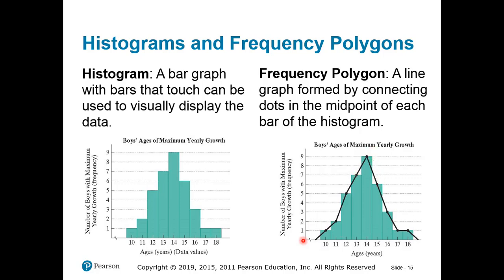Now, the one thing also that I need to mention is the graph touches the x-axis. How do you make the graph touch the x-axis? Do you just willy-nilly arbitrarily draw a line till it hits the x-axis? No. The way you do it is you add a class to the left side and to the right side. So what you would do is subtract 1 in this case, so you'd put one at 9, and you'd make another class at 19, and you just make those frequencies 0.